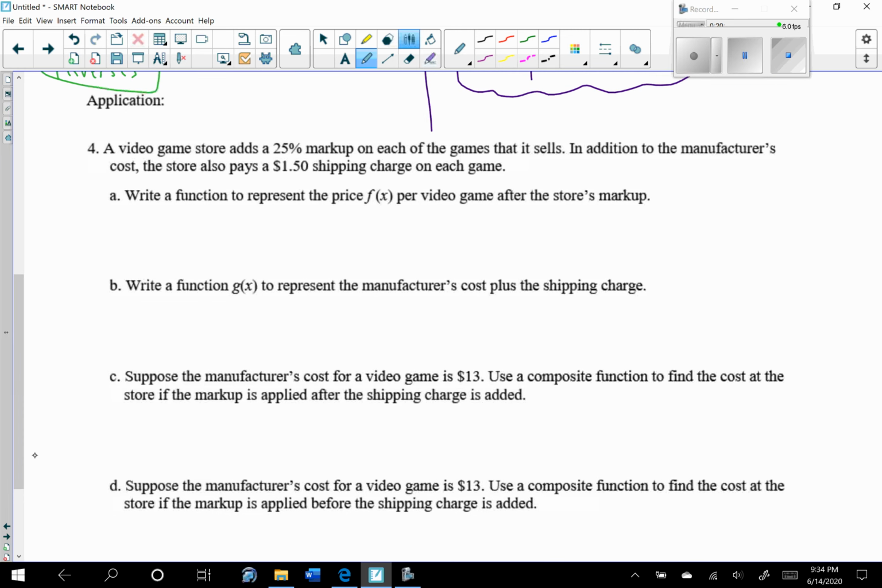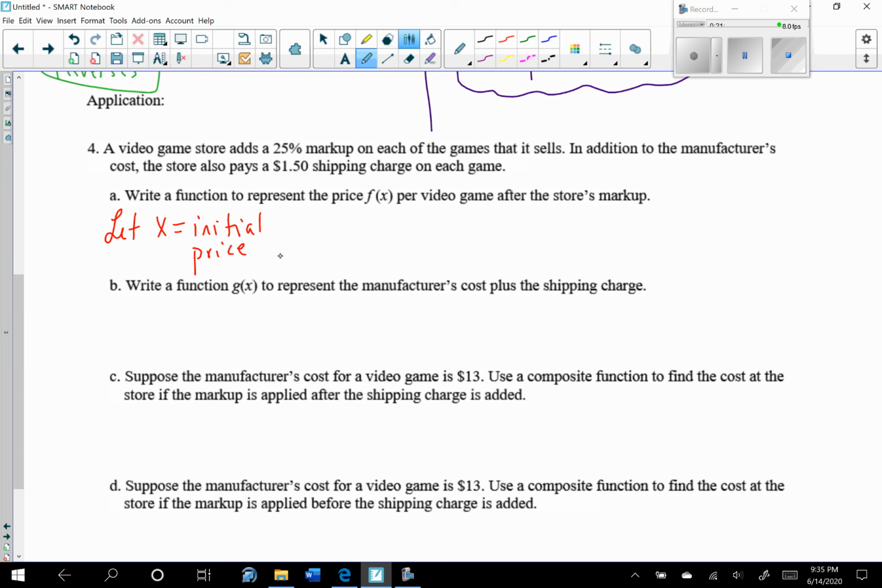All right, so let's go ahead and talk about some application problems. A video game store adds a 25% markup on each of the games that it sells, and in addition to the manufacturer's cost, the store also pays $1.50 in shipping charge on each game. Write a function to represent the price f of x per video game after the store's markup. So we're going to say let x equal the initial price.